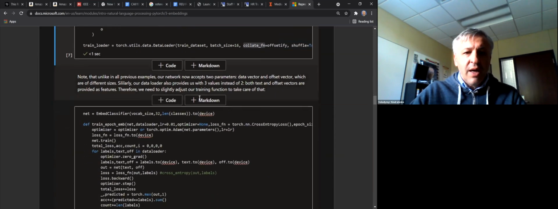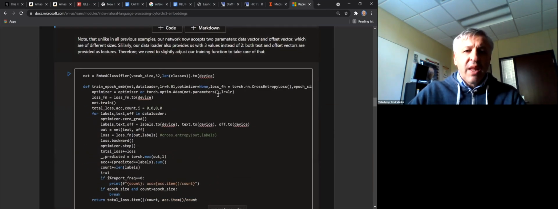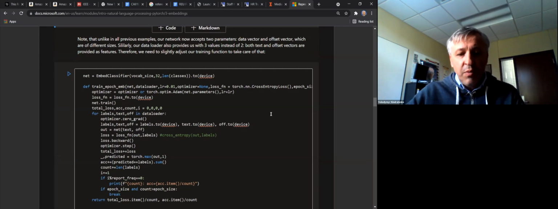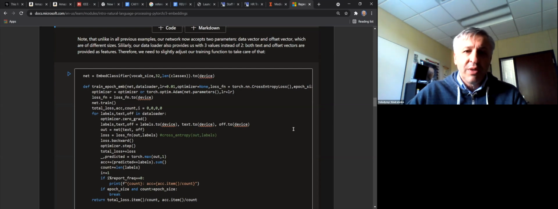We can then modify our classifier. Now our network needs to accept a different set of parameters, the data vector and also the offset vector. The data vector will have all of the embeddings, and the offset vector will tell us where the embedding for a specific sentence or a specific document is located. These data vectors are of different size. The data vector will contain the entire data set with all of the embeddings, but the offset vector will tell us where the embedding for each specific sample is located.